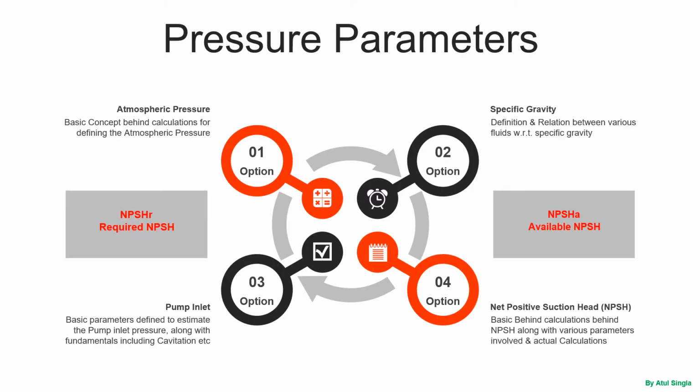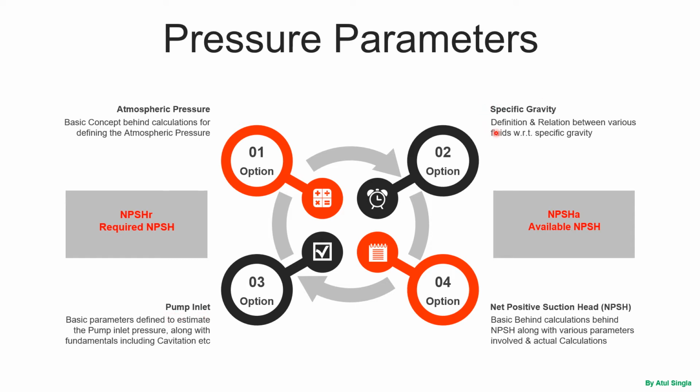To understand various pressure parameters which are associated with any of the pump data sheet, first of all we need to understand what is atmospheric pressure, right? What are the various concepts behind calculation of atmospheric pressure. Then pump inlet, again there will be a pressure at pump suction nozzle which will be having a few things which we need to understand related to fundamentals, for example the cavitation, etc. These things we need to understand, then only we can calculate the pressure at the pump inlet.